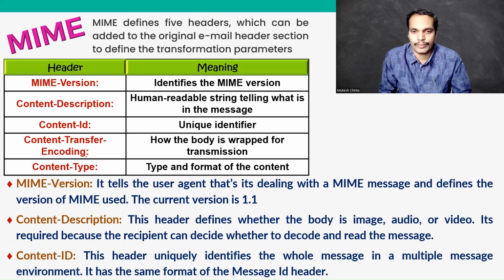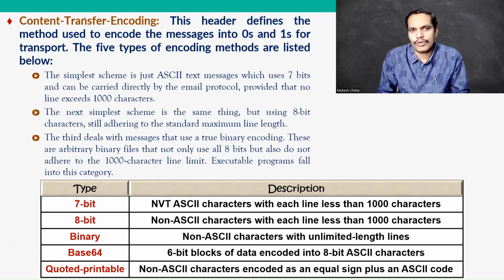This is a very important one. The content transfer encoding tells you how your message is being wrapped up or encoded for transmission. What type of encoding scheme is being used? This header defines the method used to encode the messages into zeros and ones for transport. MIME defines 5 different content transfer encodings.